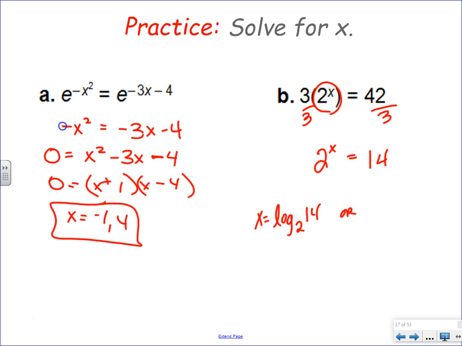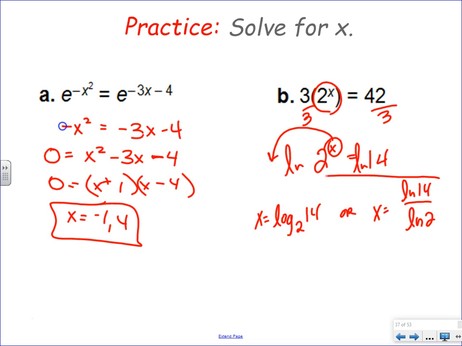But I actually, because I'm getting ready for calculus, would say, or you could just take an ln of both sides, and what happens to the x? Then you could divide. You could say x is equal to ln of 14 over ln of 2. Question, why are these both just as correct as the other? This one has a log base 2. This one has changed the base. Anyway, it's a good introduction.